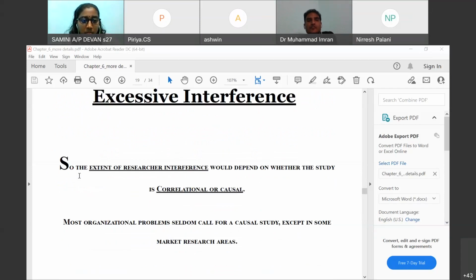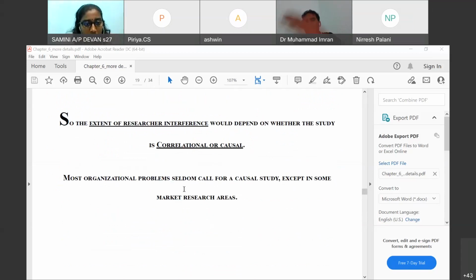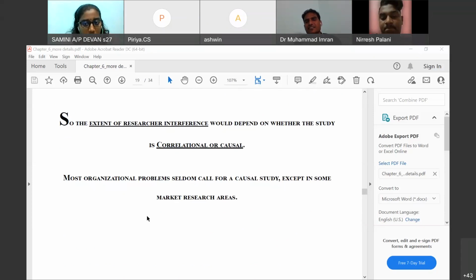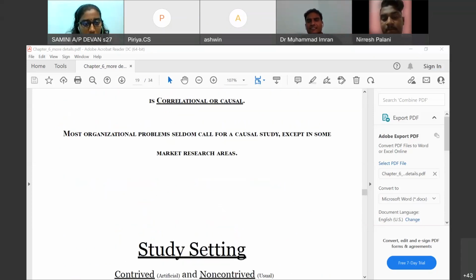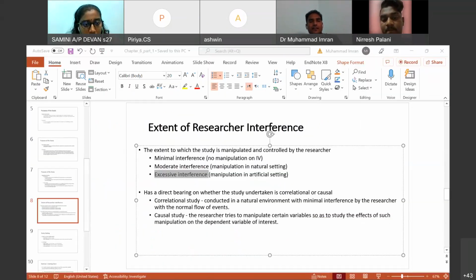So the extent of researcher interference would depend on whether the study is correlational or causal. Okay, we already covered this in the last slide. Most organizational problems seldom call for a causal study, except in some market areas. Okay, let's discuss the other one. Okay, is this clear? Is this slide clear or not?